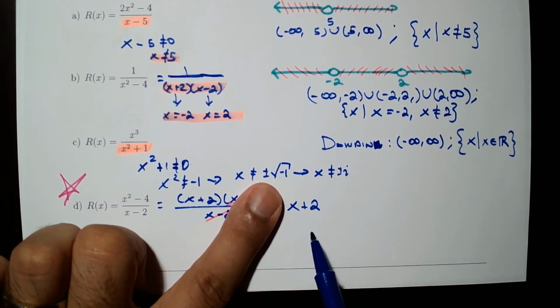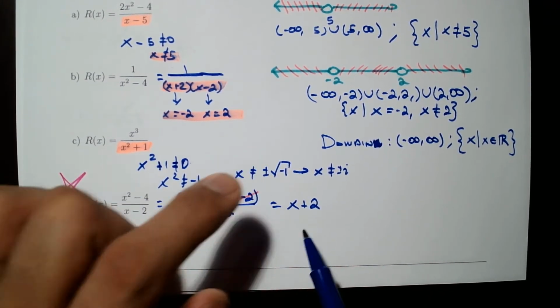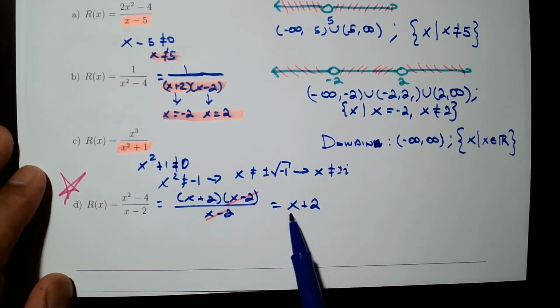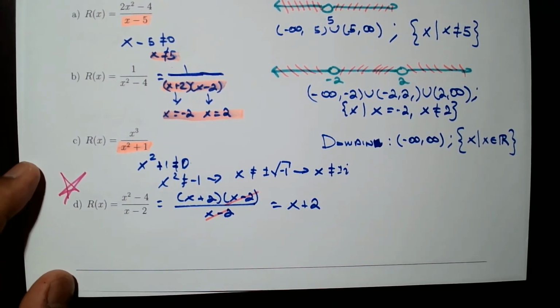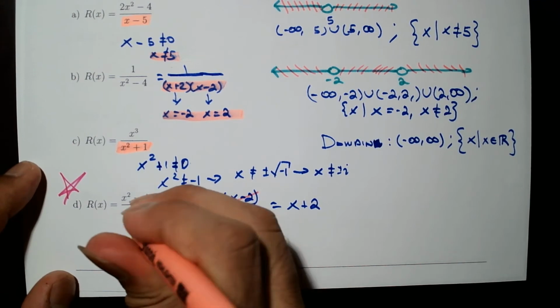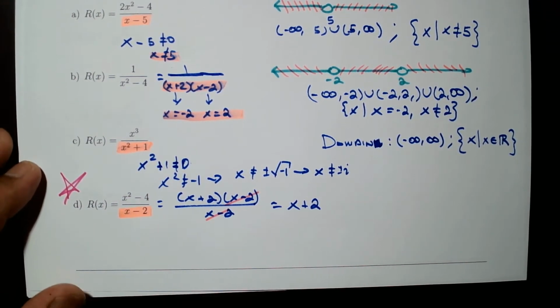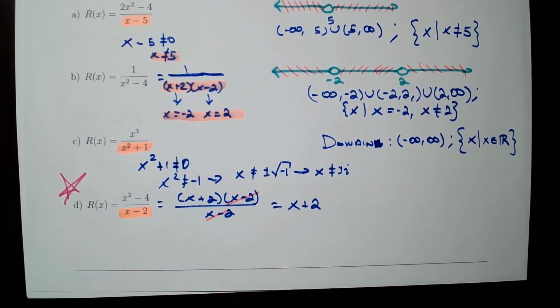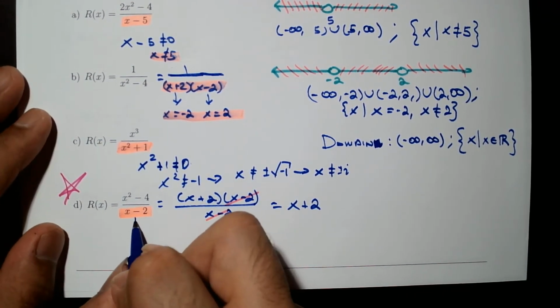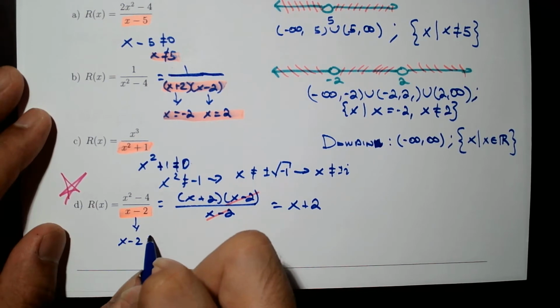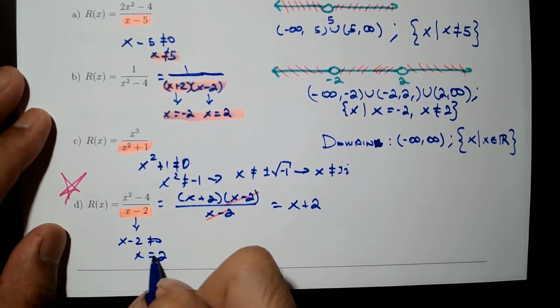So you may think, oh, the domain is all real numbers. Well, because this function x plus 2 came from something that had this x minus 2, we need to consider the domain excluding x equals 2.